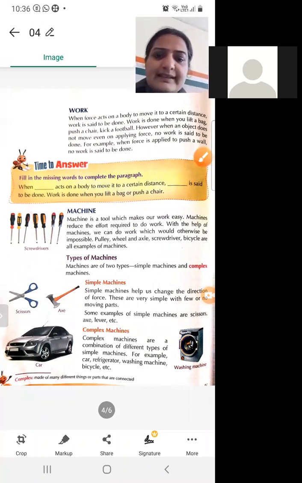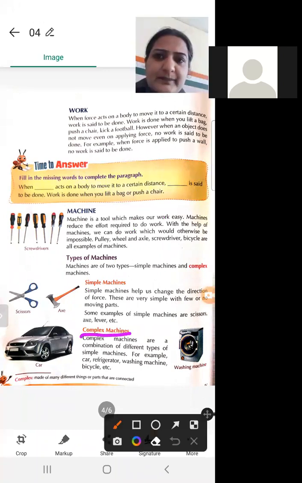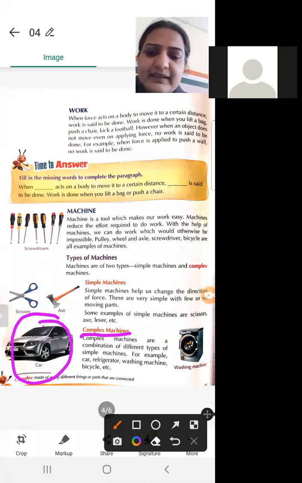Next is complex machine. So what do you mean by complex machine? It is a combination of several simple machines. Suppose in the car, it contains many machines.